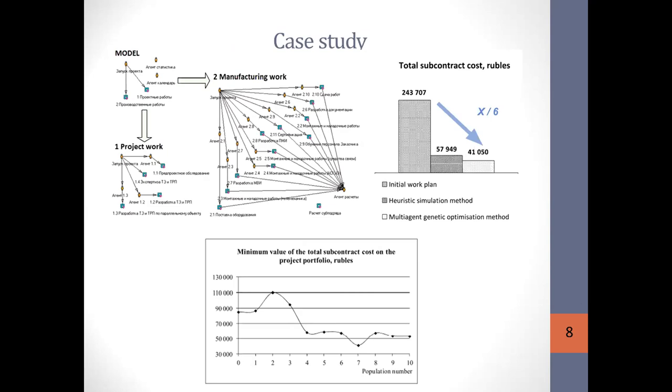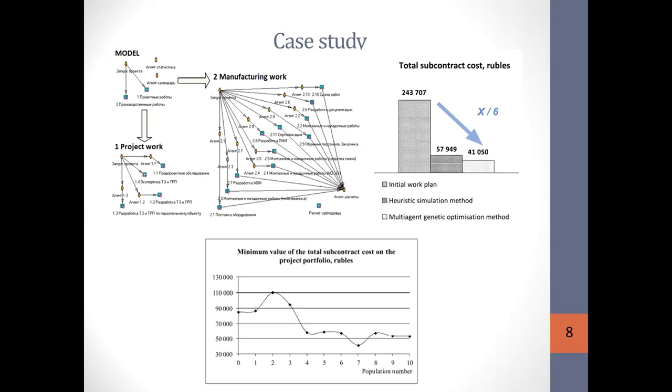The operation calendar planning is fed to the model input. The fitness function evaluation is obtained in the model output. The result of the multi-agent genetic optimization application to the problem considered shows that the best decision has been achieved in the seventh generation with the minimum value of the total subcontract cost on the project portfolio.